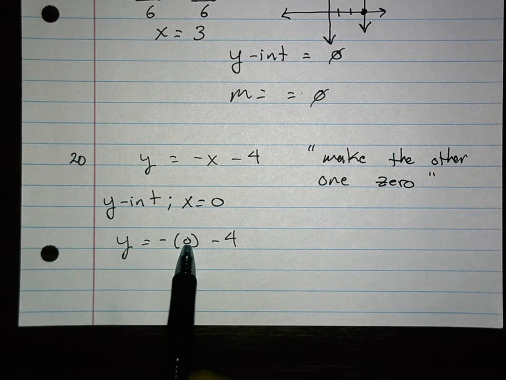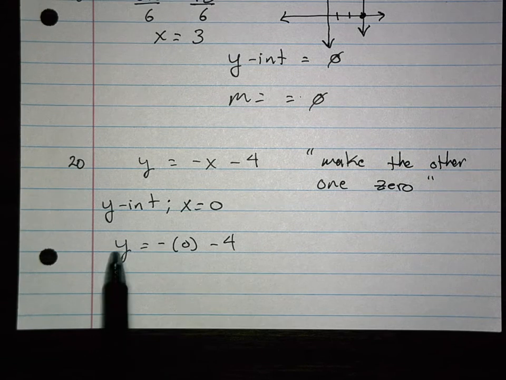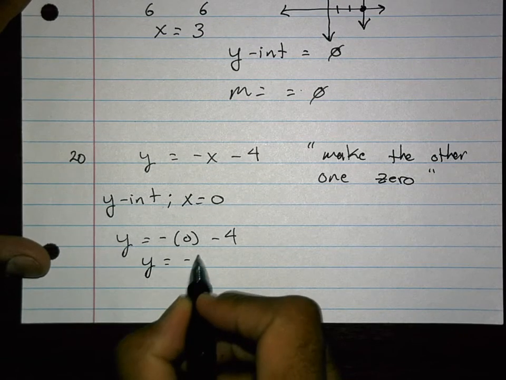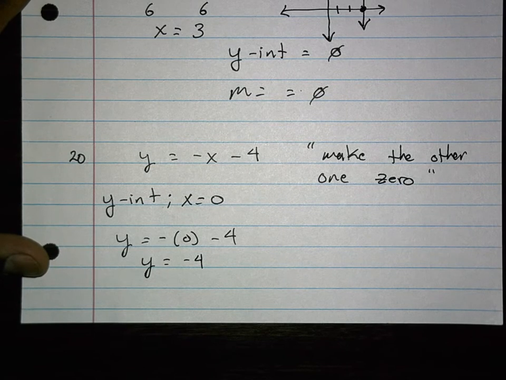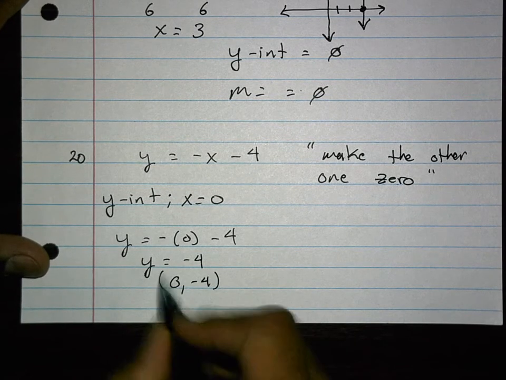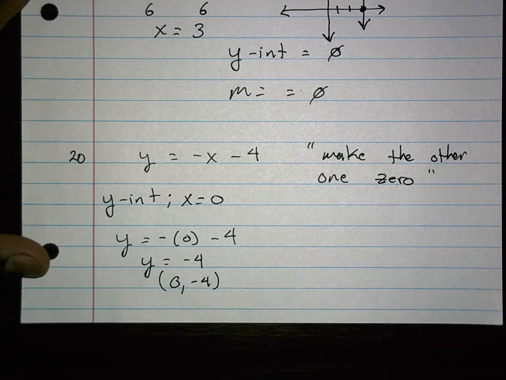So I went ahead and plugged in a 0 for the x, and this will give me the y-intercept. I work this out and I get y equals -4. Remember, intercepts are technically coordinate points. So the actual answer is the coordinate point (0, -4). Remember, I made the x value 0, and x always goes first.